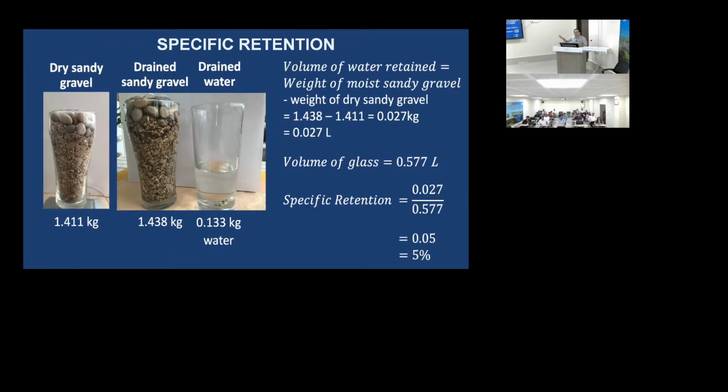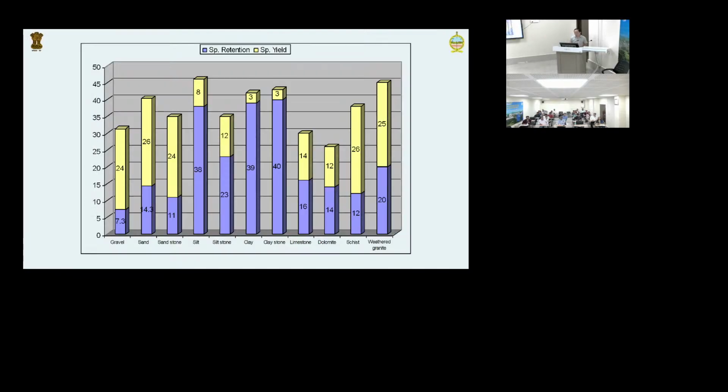Whereas specific retention is the water that has been retained, if we drain it, the little amount of water that is being retained in this material, we call that specific retention. It can be calculated as the volume of water retained, which is the weight of moist sandy gravel minus the weight of dry sandy gravel. That gives the volume of water retained. So the volume of glass is this much, then specific retention is how much it has been retained. So you can calculate based on that.